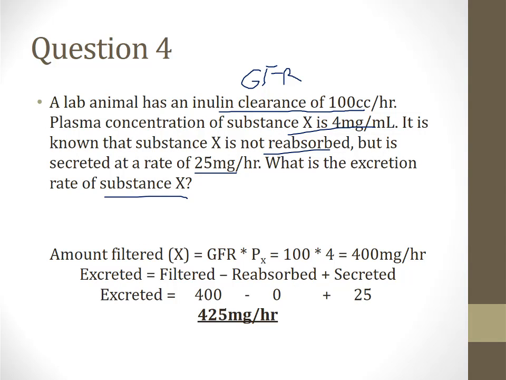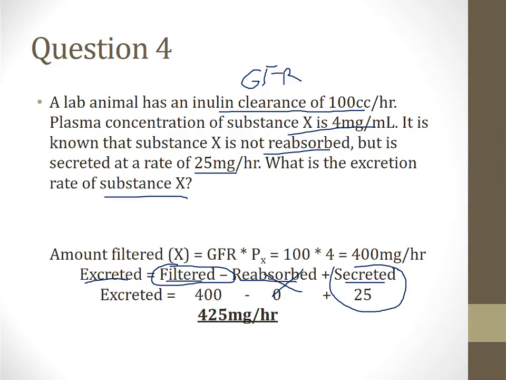So to solve this problem, we have to remember that the amount of anything that is excreted is equal to the filtered amount minus reabsorbed plus secreted. They have given us the secreted amount at 25 milligrams per hour, and they have told us that nothing is reabsorbed. So all we need to do is figure out the filtered load of this substance, and then we will know how much is excreted.